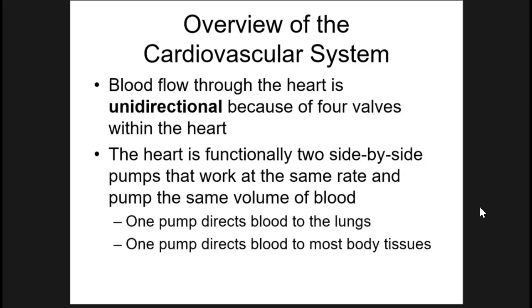The heart is a pump, and like many pumps, the direction that fluid goes through this pump is unidirectional. It's only going one way. If it's going the wrong way, if it's going backwards, it's a problem. That's pathology.